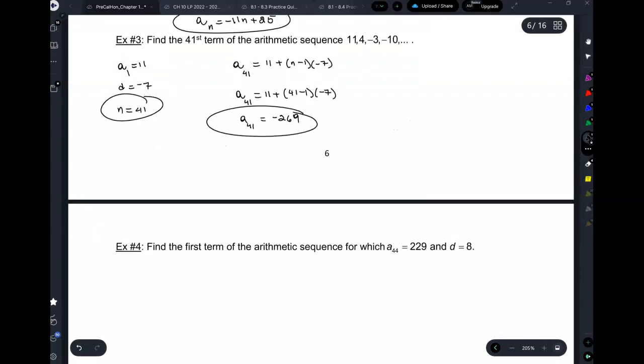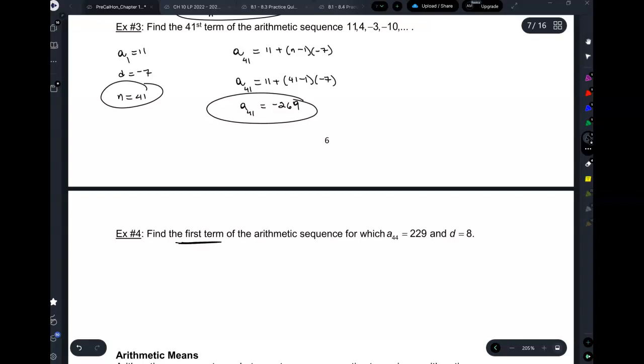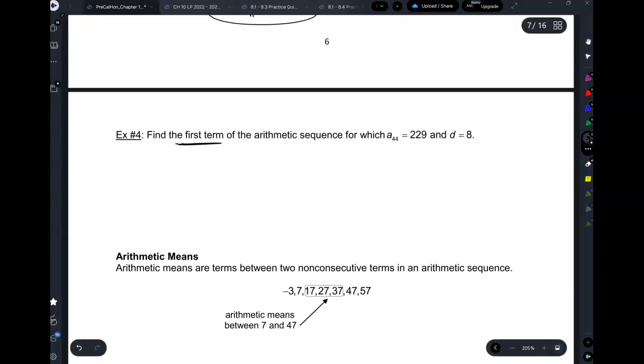So these are a lot of what we call plug and chug, right? It's basically just working with the formula. So here you want to find the first term of the arithmetic sequence for which A44 is 229 and D is 8. One way is you're adding 8 every step of the way, so you could subtract 8 43 times. But seriously, we have a life, right? So we're just going to plug it into the formula. What's the formula? A sub n is A sub 1 plus n minus 1 times D.